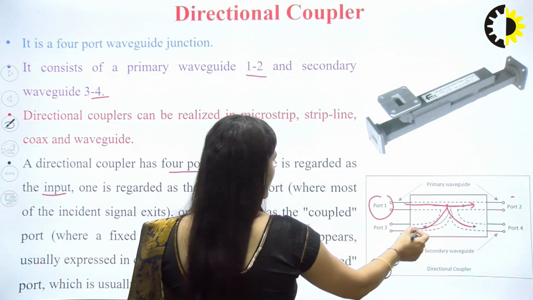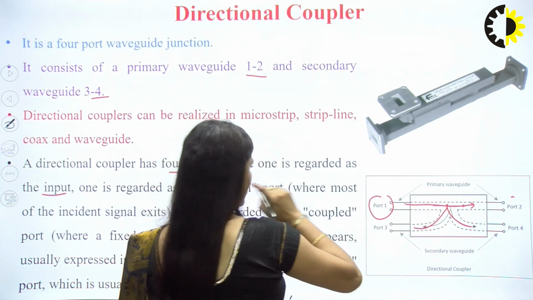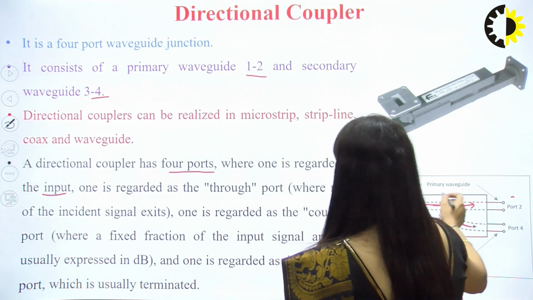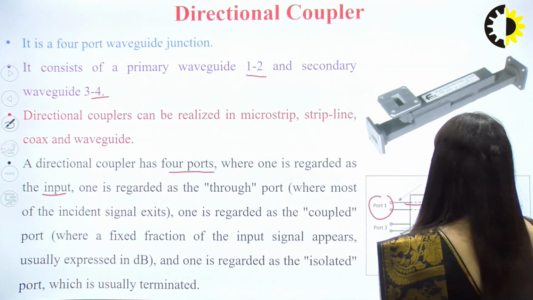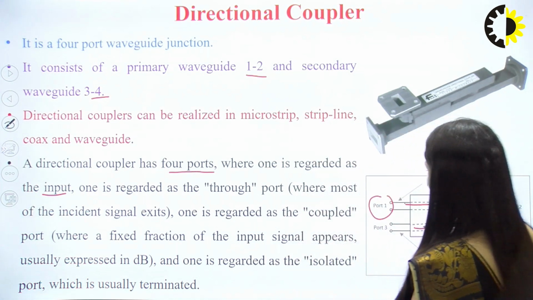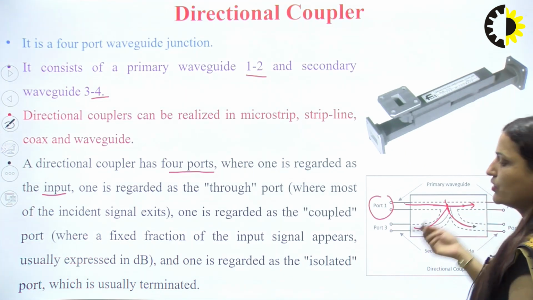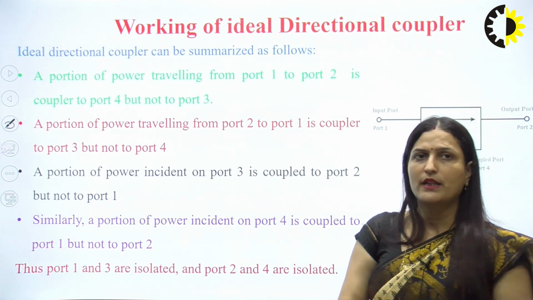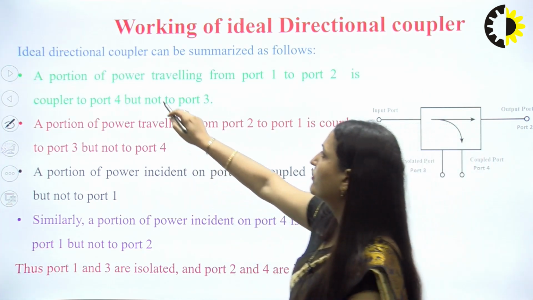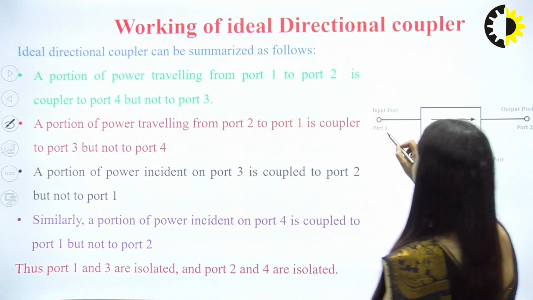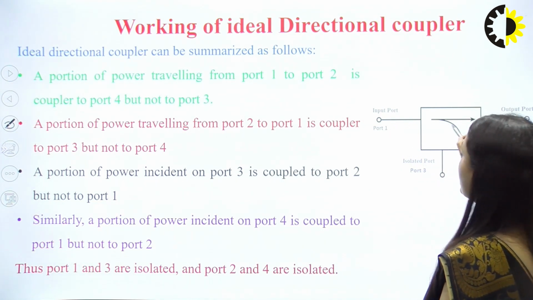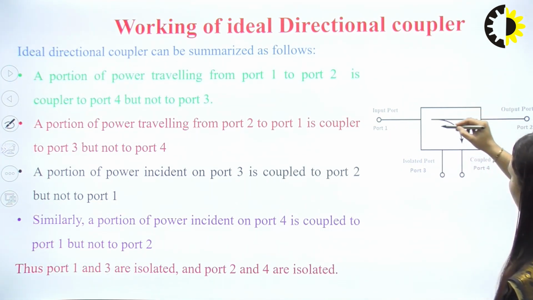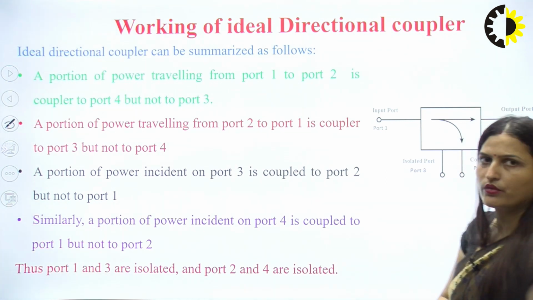This port number 3 is the isolated port for this, and port number 4 is where a fraction of the power is coupled. This is your coupled port, right? And 2 is your output port. So an ideal directional coupler can be summarized as follows: a portion of power traveling from port number 1 to 2 is coupled to port number 4, and 3 is used as an isolated port, right?